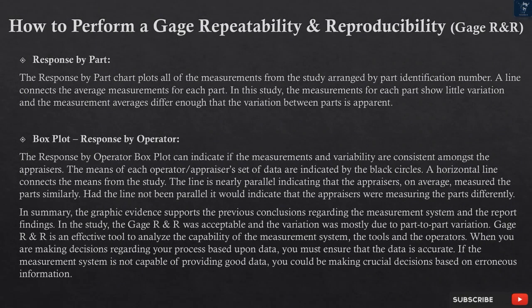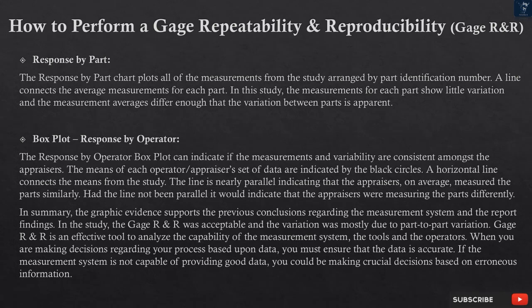Response by part. The response by part chart plots all of the measurements from the study arranged by part identification number. A line connects the average measurements for each part. In this study, the measurements for each part show little variation and the measurement averages differ enough that the variation between parts is apparent.